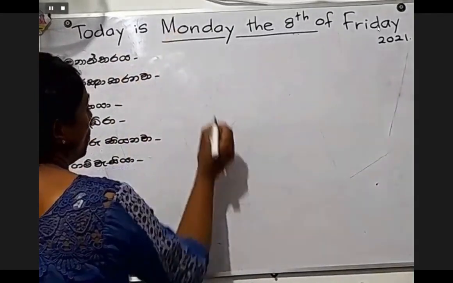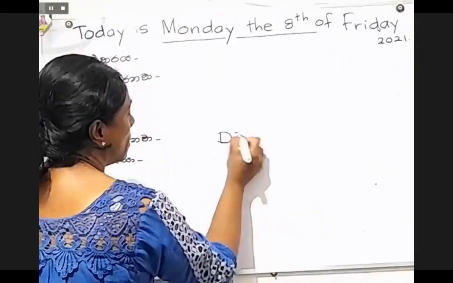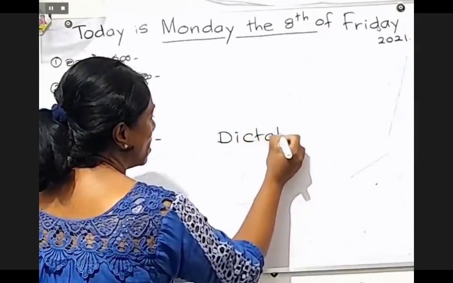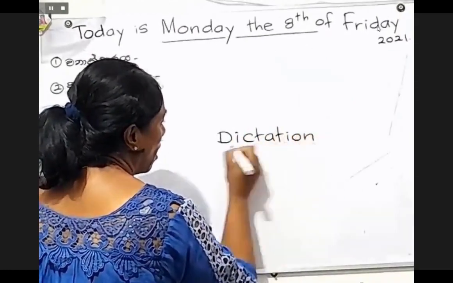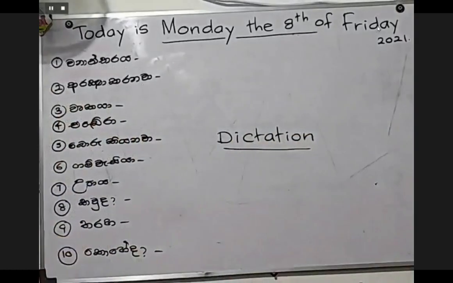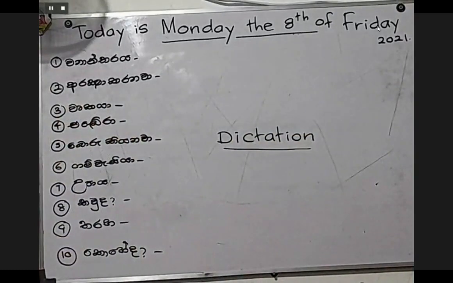Put the word dictation on the top. Dictation. Right? And start writing. Okay. You pause the video and start writing.